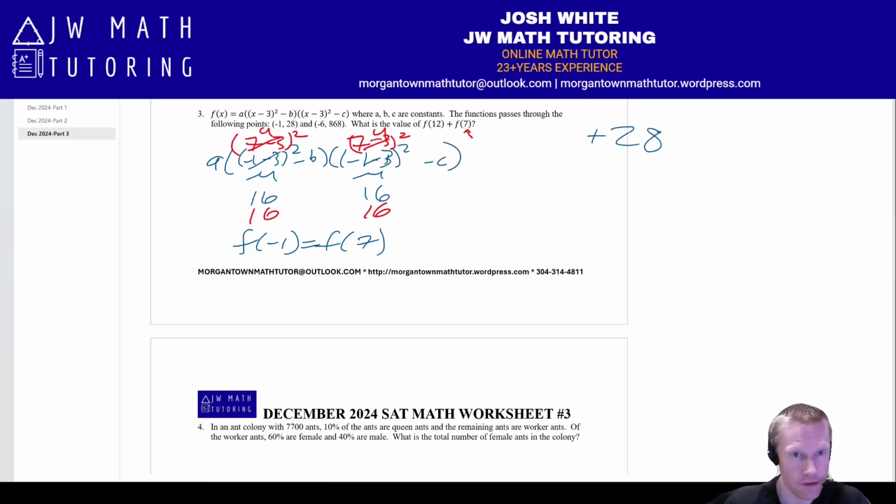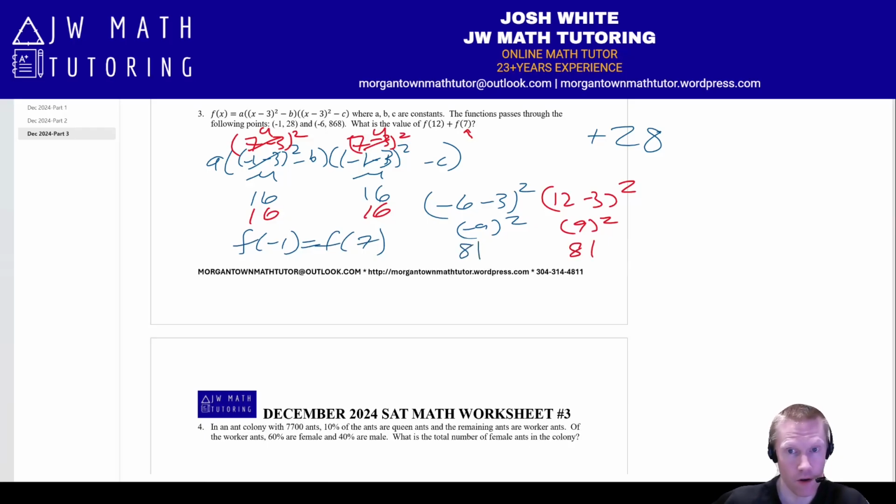Because if you put in -6, notice it's going to be -6 minus 3 squared, -9 squared. Whereas if you put in 12, you get 12 minus 3 squared, which is 9 squared. They both give you 81. So the whole point is f of 12 will equal f of -6. So f of 12 will also equal 868. Therefore, you just add these two values together and you get 896, and that's the answer you fill in. And that's it. No more work is needed besides that.